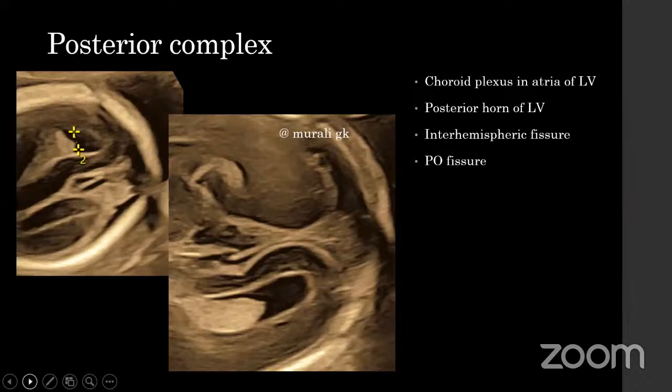Now coming to what constitutes the posterior complex, similar to the anterior complex, you have the choroid plexus in the atria of the LV. You have the posterior horn of the lateral ventricle. You have the parieto-occipital fissure and the posterior interhemispheric fissure.